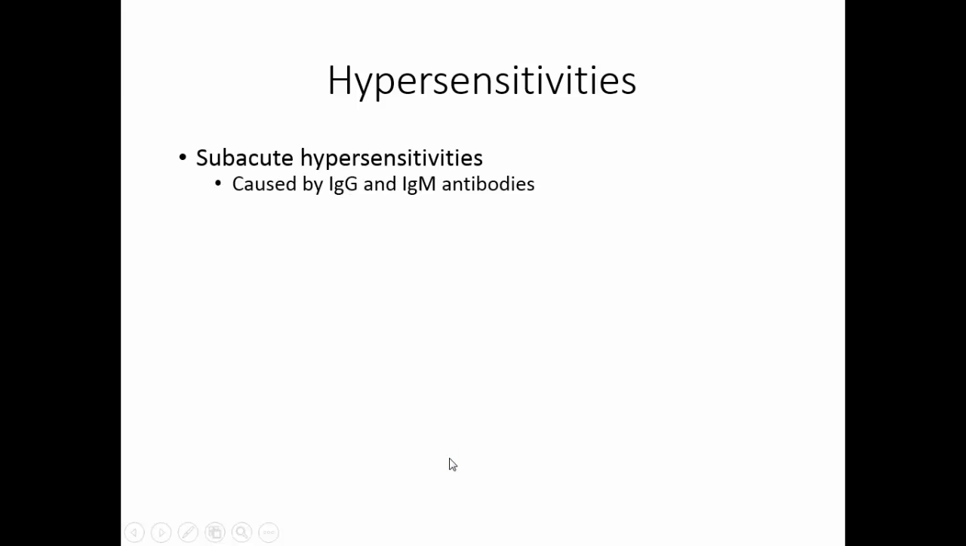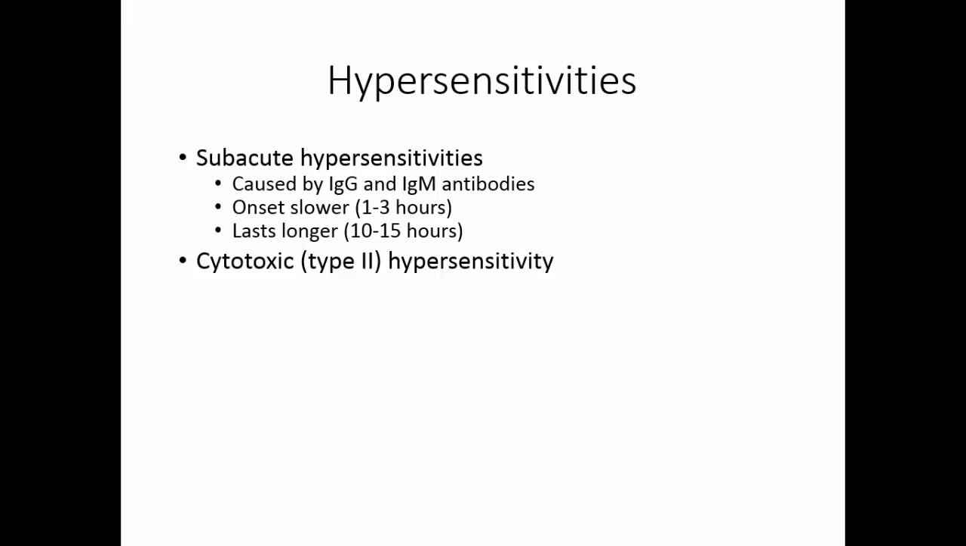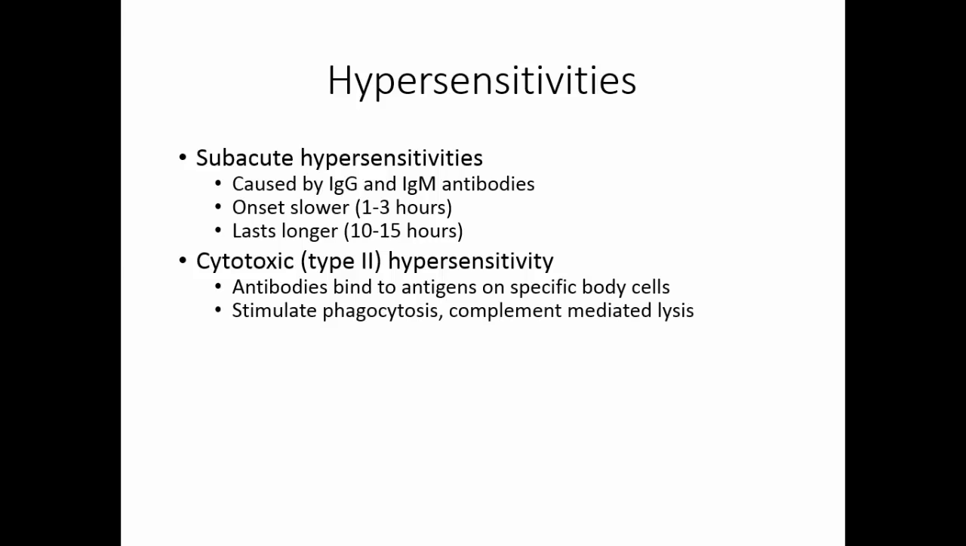Subacute hypersensitivities are caused by IgG or IgM antibodies. It takes them longer to come into play, usually 1 to 3 hours, and they last longer, usually 10 to 15 hours. Cytotoxic or type 2 hypersensitivity is when antibodies bind to antigens on a specific body cell. This stimulates phagocytosis and complement-mediated lysis of the cell in question. An example of a cytotoxic hypersensitivity is a transfusion reaction.